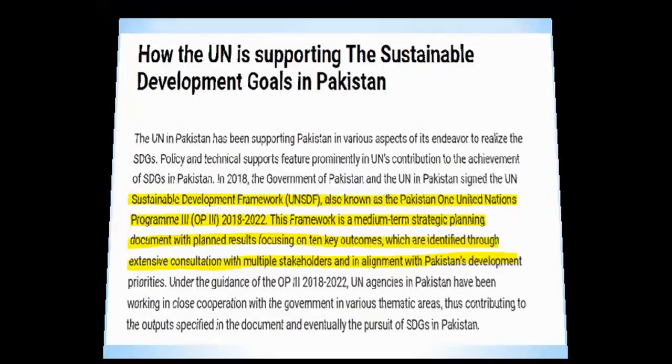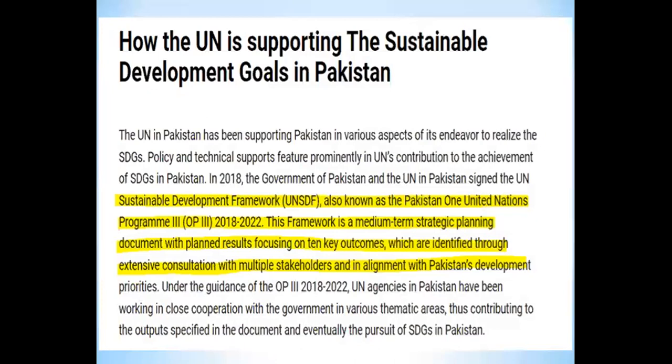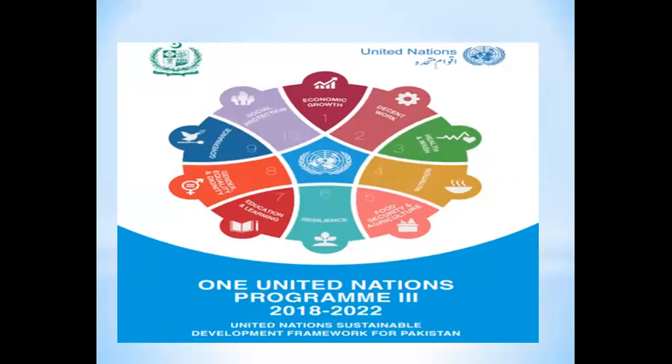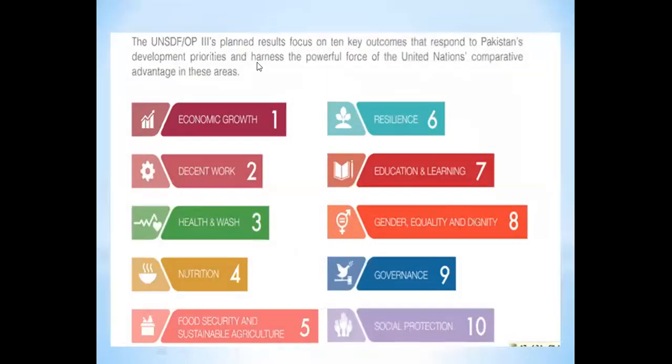Now, some recent updates. The United Nations is supporting the Sustainable Development Goals in Pakistan, and a Sustainable Development Framework has also been developed, known as the Pakistan One United Nations Program 2018-22. This framework is a medium-term strategic planning document with planned results focusing on 10 key outcomes, which are identified through extensive consultation with multiple stakeholders and in alignment with Pakistan's development priorities. It includes a planned focus on 10 key outcomes that respond to Pakistan's development priorities.